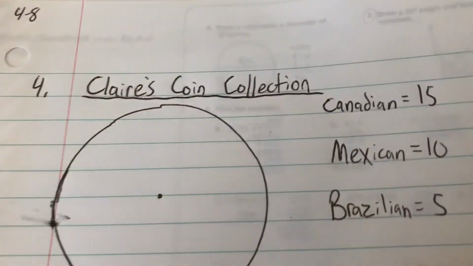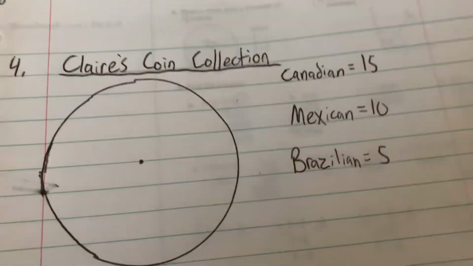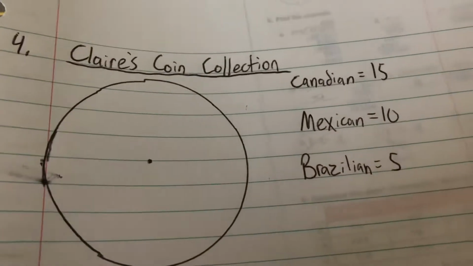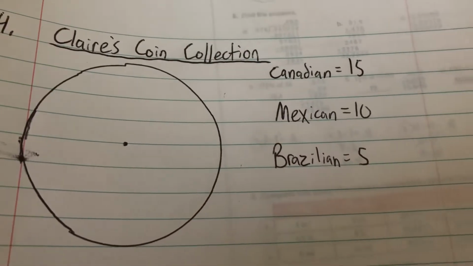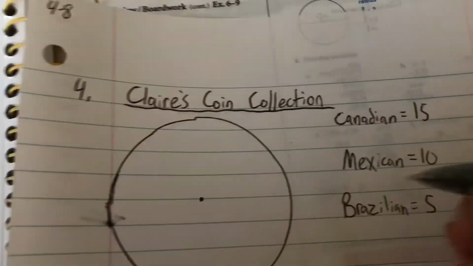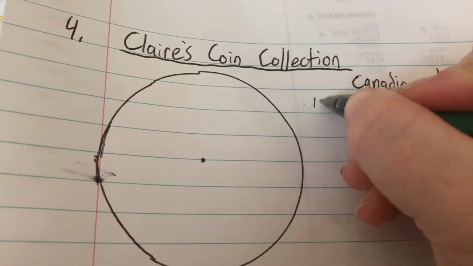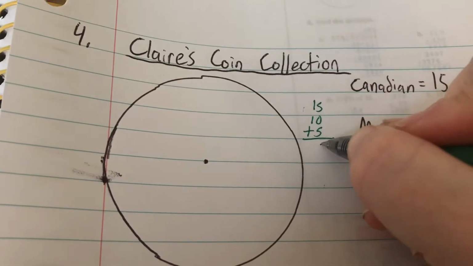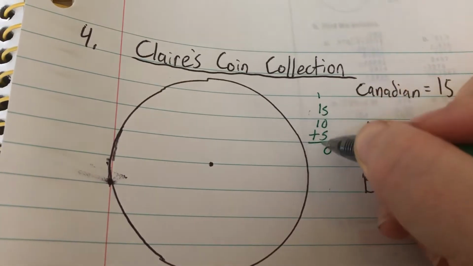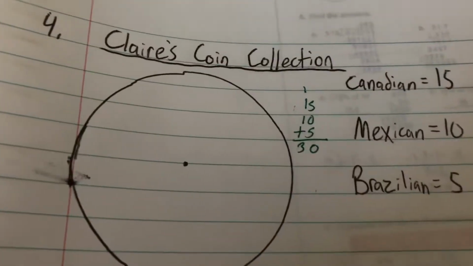Okay, number 4 was one of those circle graph ones we've done. It is about Claire's coin collection. She has 15 Canadian coins, 10 Mexican coins, and 5 Brazilian coins. The first thing we need to do is add that up. 15, 10, 5. Carry my 1, 10, 20, 30. So she has 30 coins total.